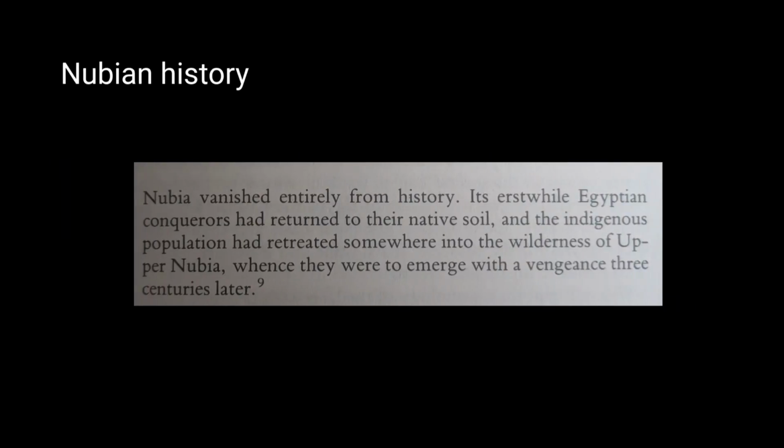The archaeologist William Adams said, "Nubia vanished entirely from history. Its erstwhile Egyptian conquerors had returned to their native soil, and the indigenous population had retreated somewhere into the wilderness of Upper Nubia, whence they were to emerge with a vengeance 3 centuries later." So here we have a 300-year dark age directly brought about because of the extension of the third intermediate period and Nubia's reliance on Egyptian synchronism.